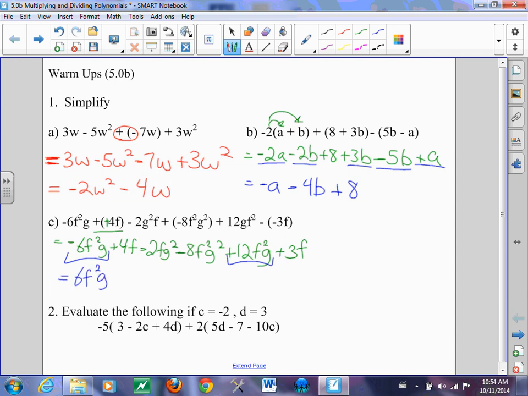Take a look at our f's. We've got two f terms, so that's going to be plus 7f. And then the other two are not like terms, so we are going to put down here negative 2fg squared minus 6f squared g.